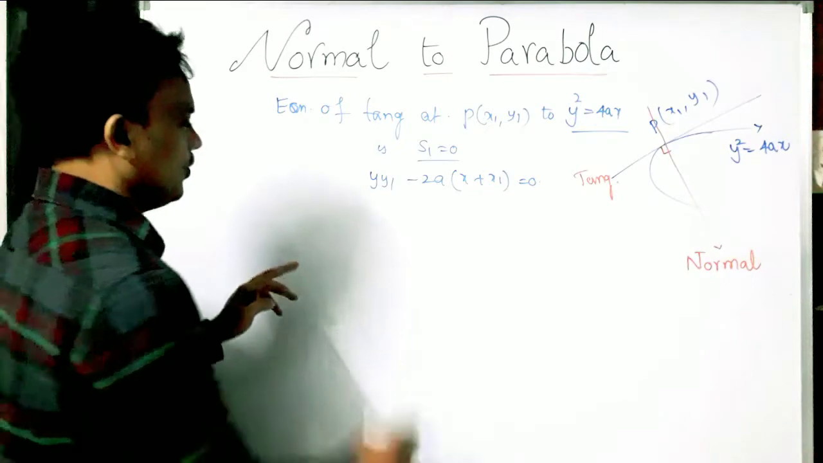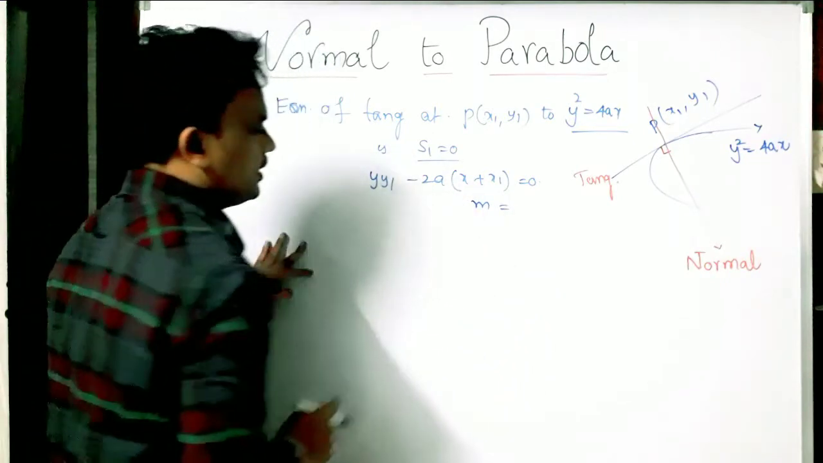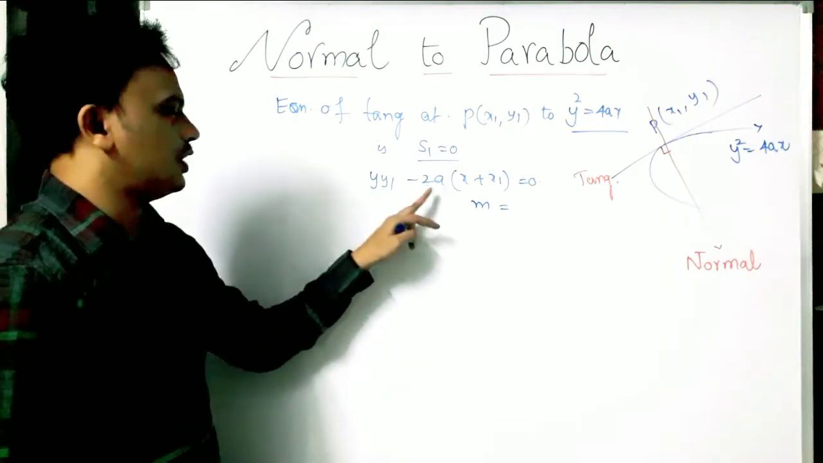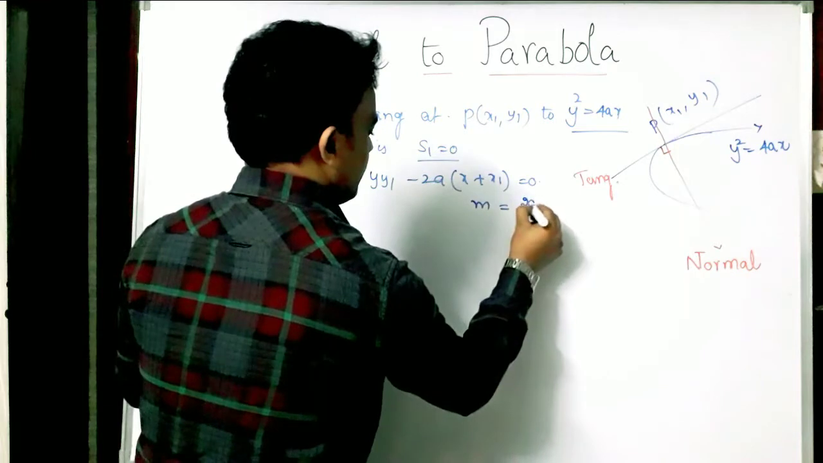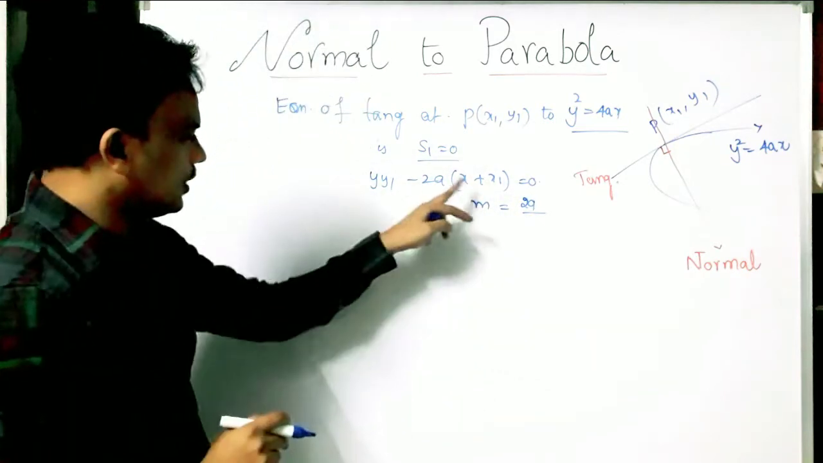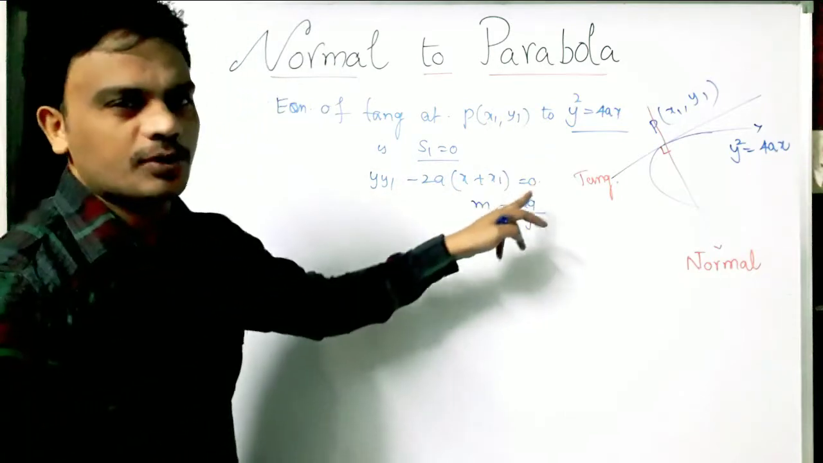For this one, what is the slope of the tangent? This is minus x coefficient by y coefficient, which is 2a by y1. This is actually the slope of the tangent.